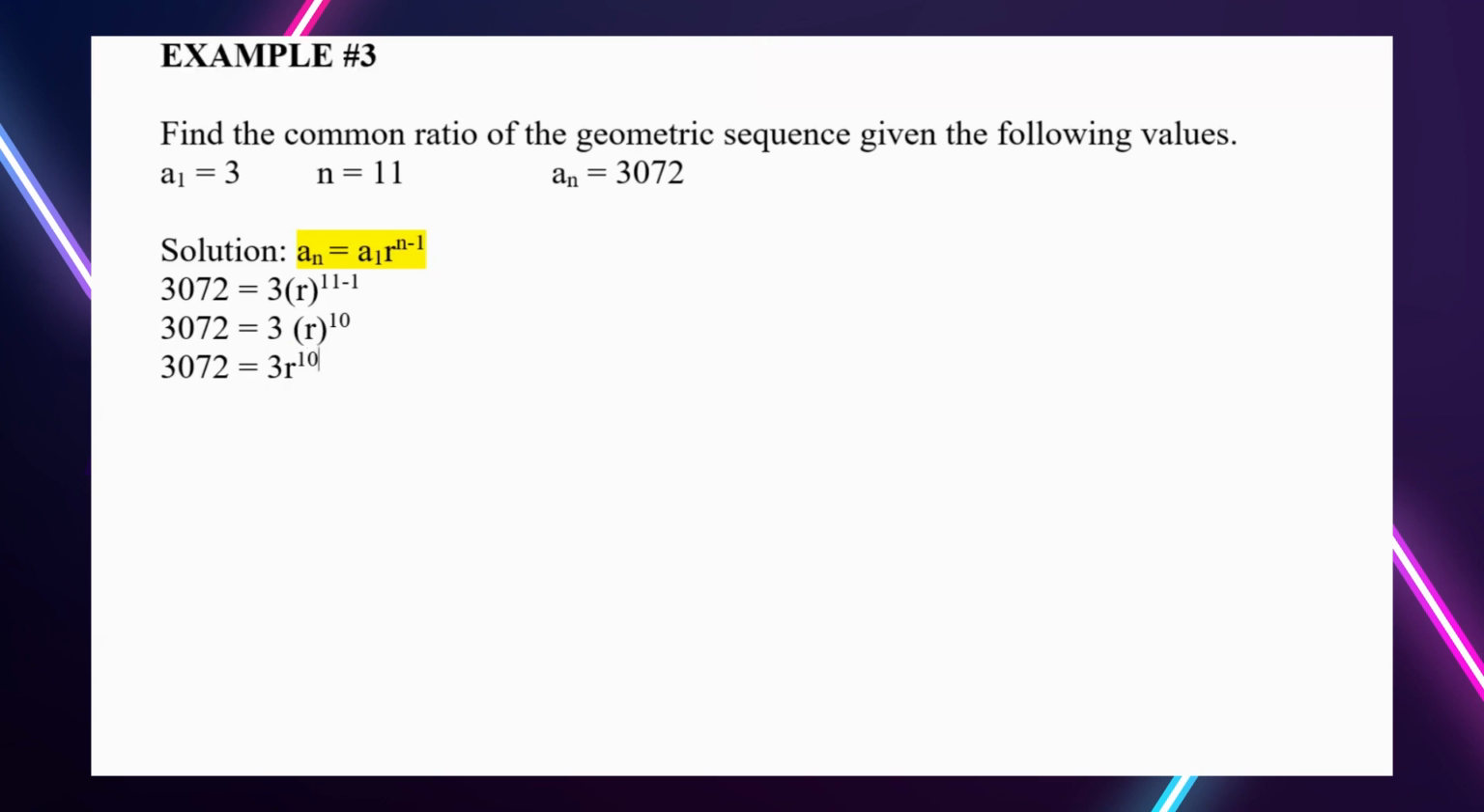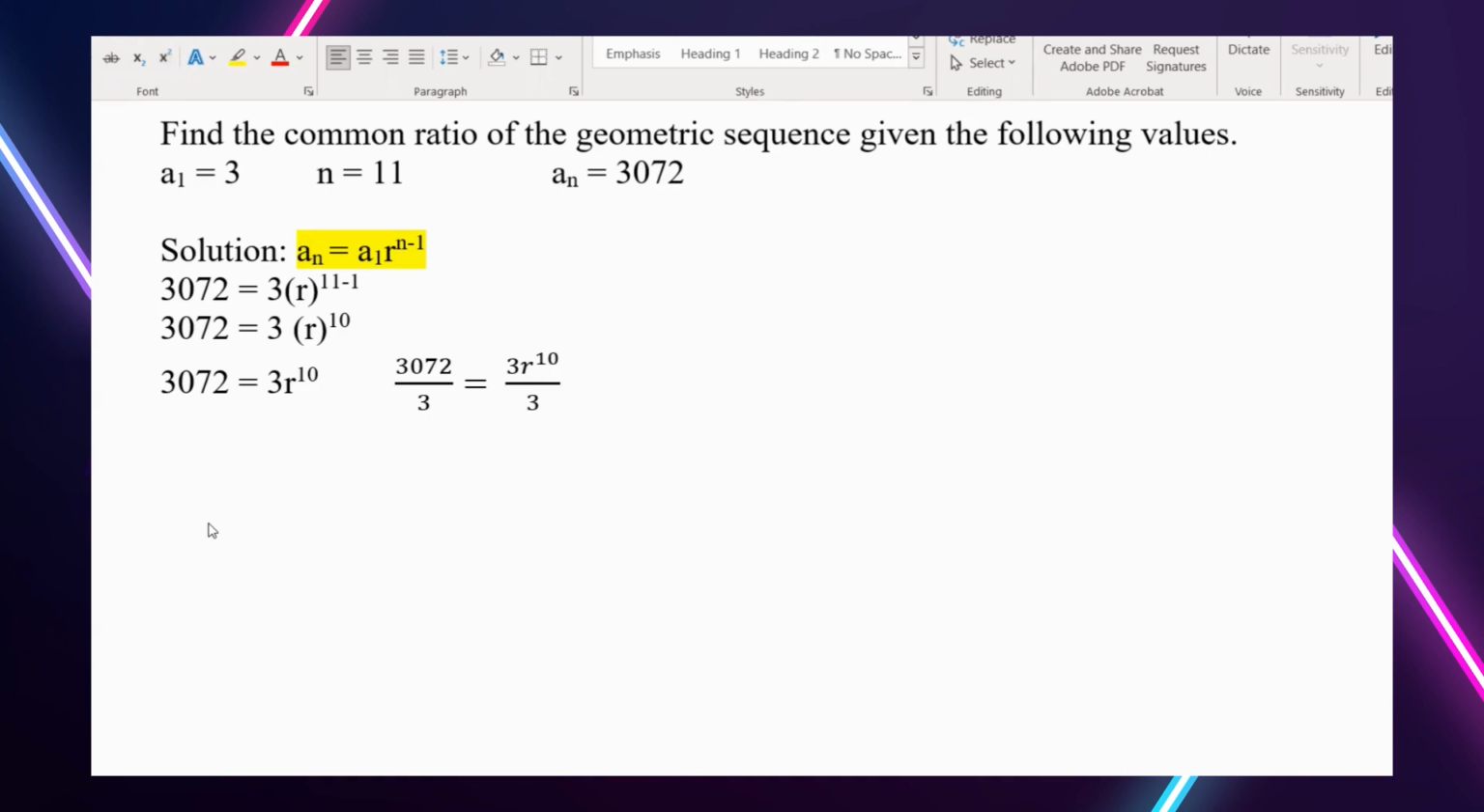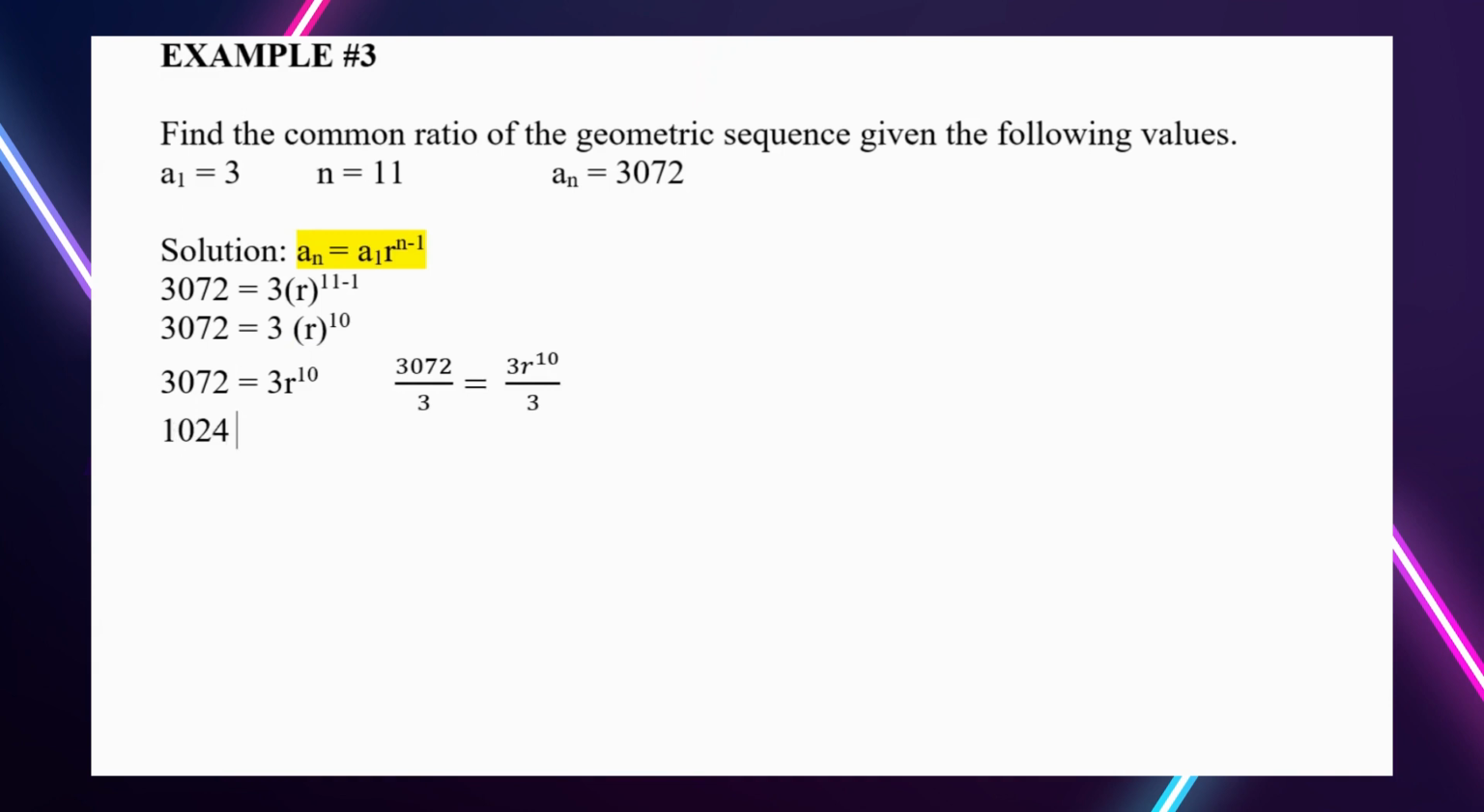To remove the numerical coefficient of r, we have to divide both sides by 3. So therefore, we can now have 3072 divided by 3 is equal to 3r raised to the 10th power over 3. Now, 3072 divided by 3 is 1024. And 3r raised to the 10th power divided by 3 is r raised to the 10th power.